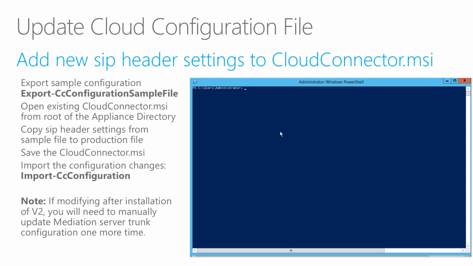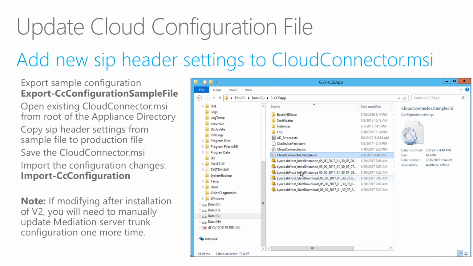When upgrading to version 2, you will need to update your Cloud Connector configuration file with the new SIP headings in the trunk configuration section of the sample file. First, generate a new sample file from version V2 by running Export-CcConfiguration -SampleFile from Administrative PowerShell on the host computer. Then, open the sample configuration file from the root of your appliance directory. That will be the same directory where your Cloud Connector INI file is.